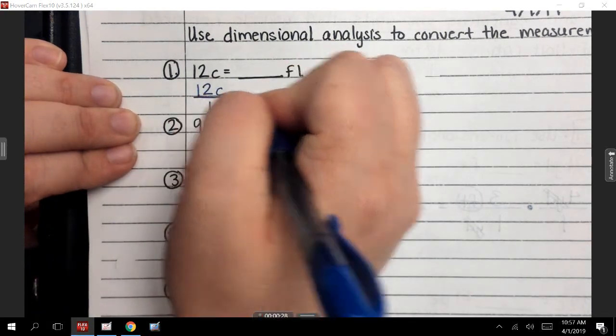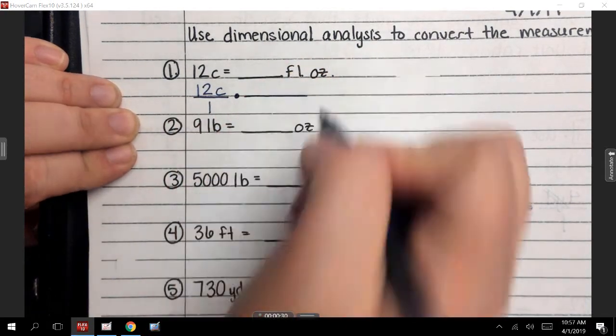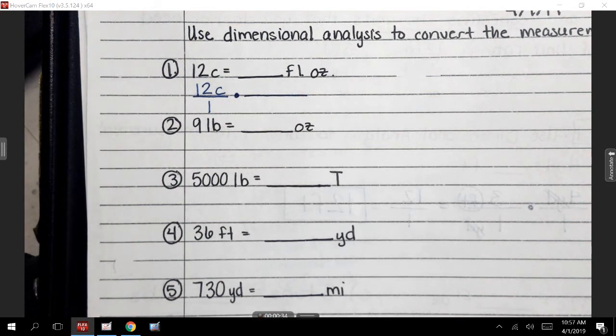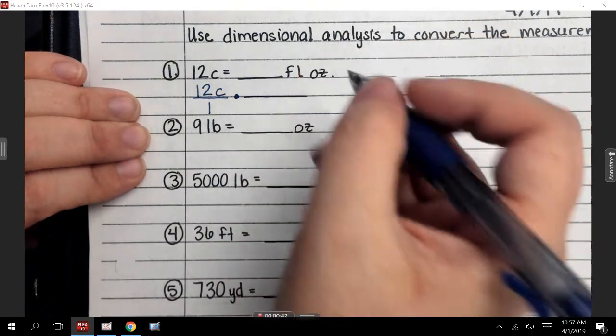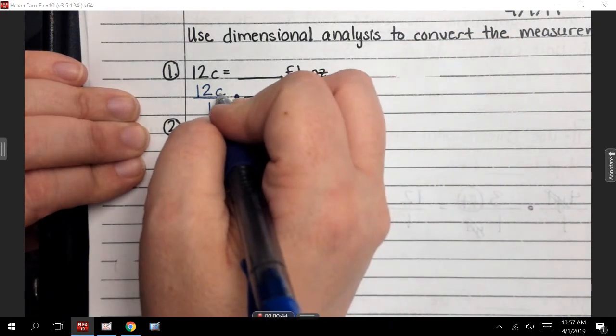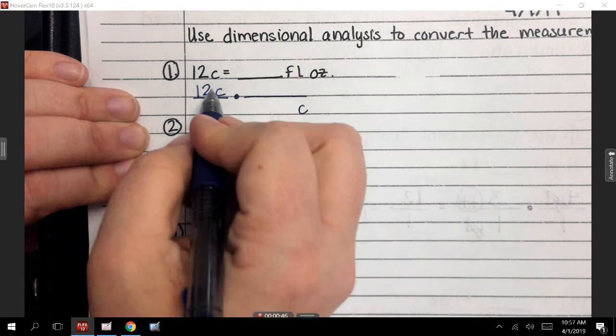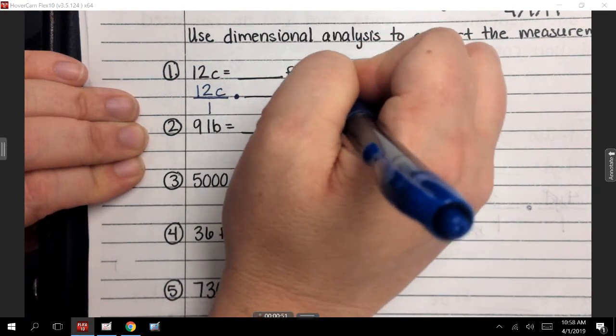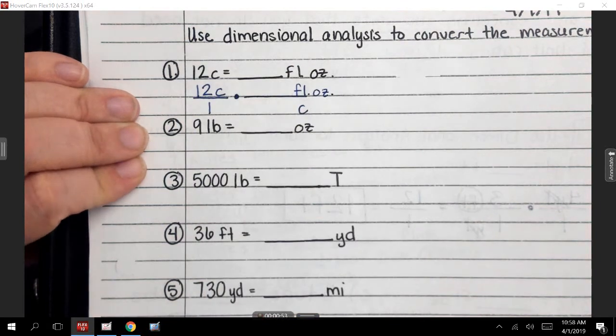Times, setting up my second ratio. All right. What measurements are going to go in that second ratio? Not the numbers, just my measurements. Kenna? Awesome. So cups, I need those on the bottom because I have top and bottom to go away. Fluid ounces is what I'm changing it to. So I put those on the top.